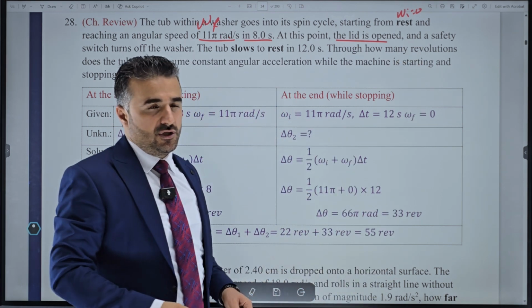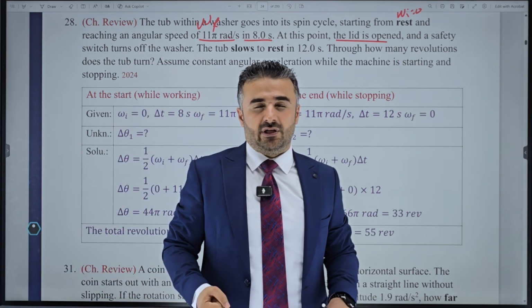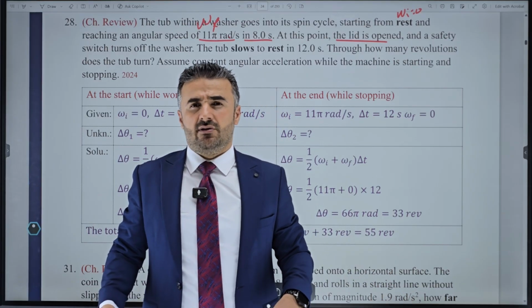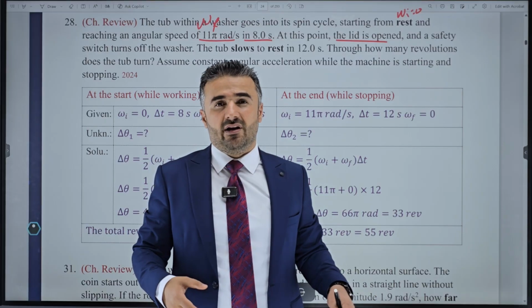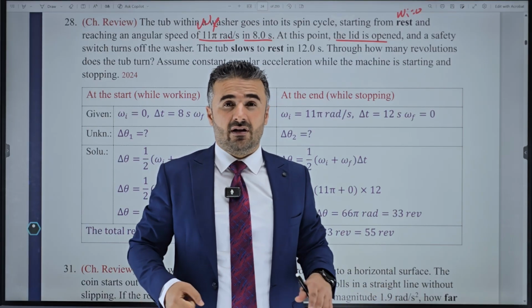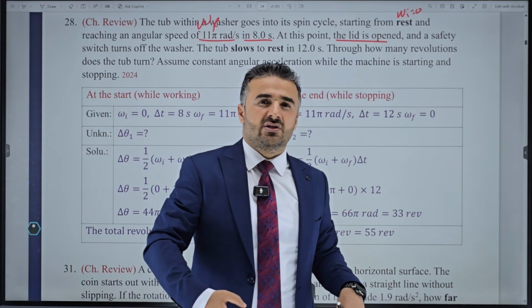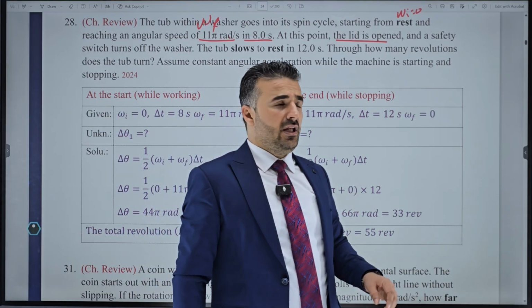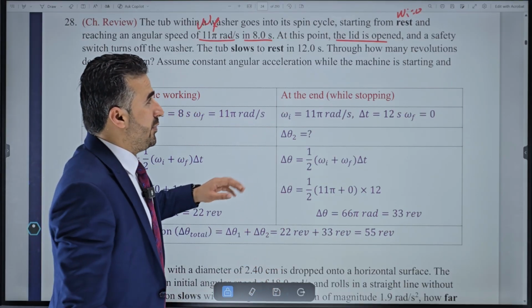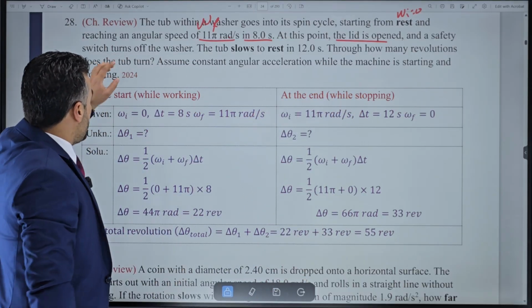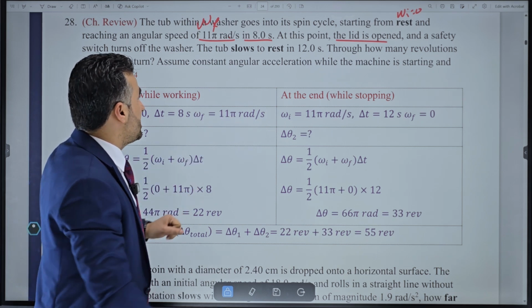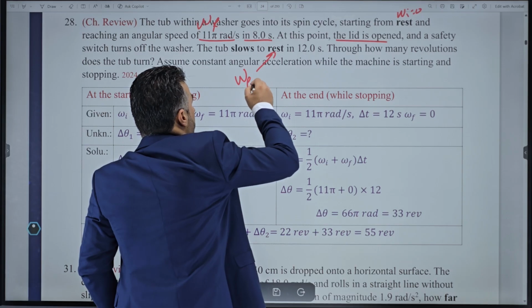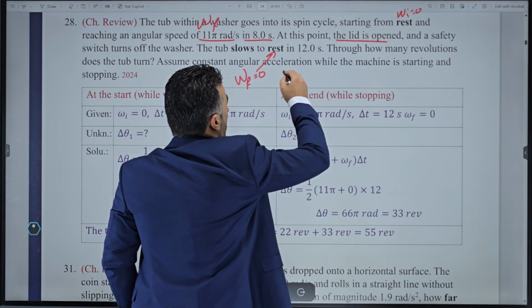Sometimes if you try to open the washing machine, it has a lid, right? A lot of washing machines are locked once they are working. But just in case the lid is open, the washing machine immediately goes off so that nothing bad would happen. So it says the safety switch turns off the washer. That's what happens here. It says the tub slows to rest. What does it mean, slows to rest? That means omega final is going to be 0.